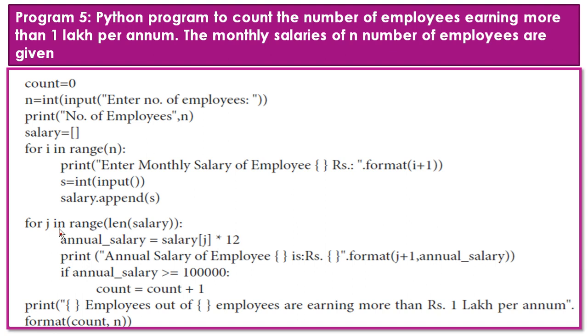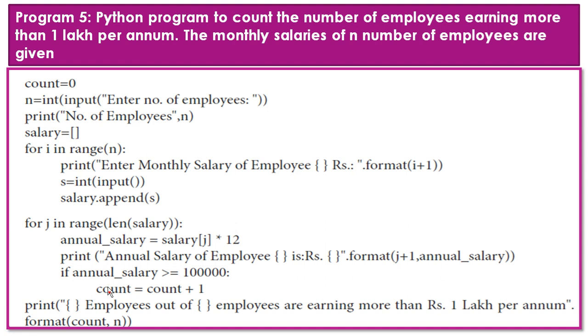That is 0, 1, 2. This j value ranges from 0, 1, 2 for the 3 employees. So we get the annual salary of the employee by using this statement. This annual salary is displayed by using this print statement.